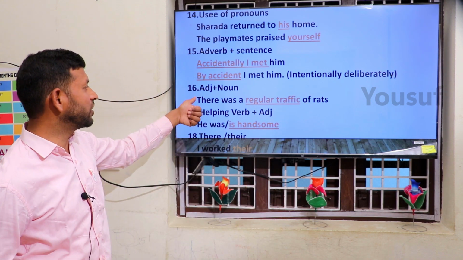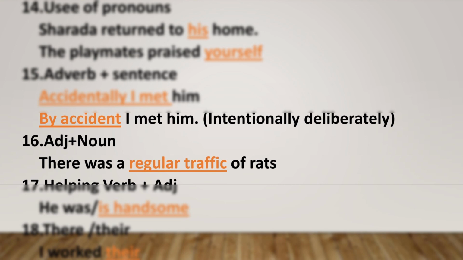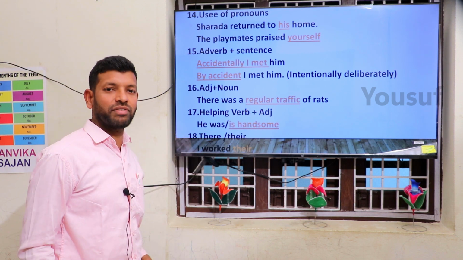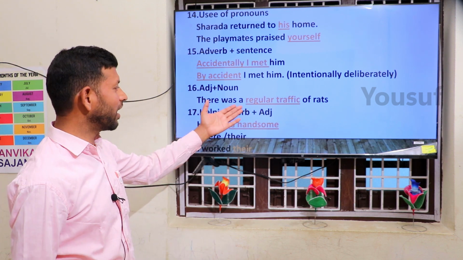Okay, next, adjective plus noun. Then see, there was a regular traffic. What is regular? It's an adjective. What is traffic? It's a noun. So there was a regular traffic.